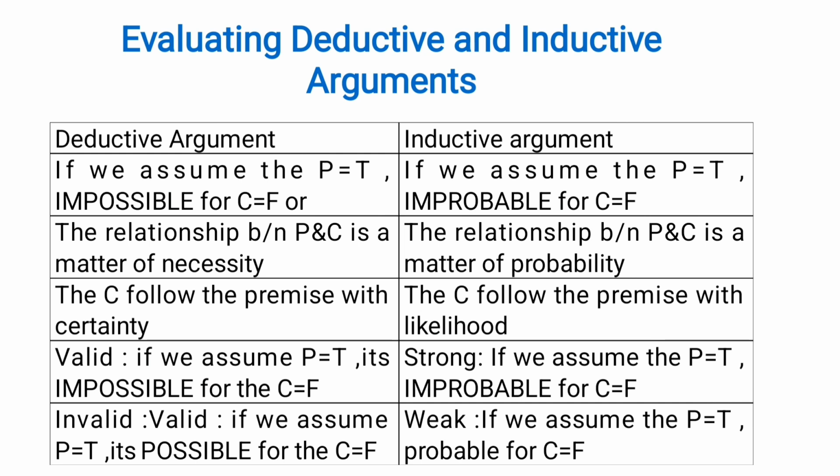The relationship between premise and conclusion in the case of a deductive argument is a matter of necessity, whereas the relationship between premise and conclusion in the case of an inductive argument is a matter of probability. Therefore, in a deductive argument, the conclusion follows the premise with certainty or absoluteness, while in an inductive argument, the conclusion follows the premise with likelihood.